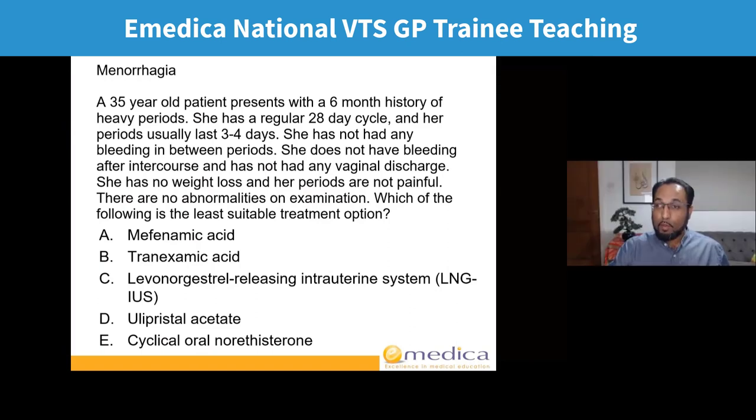I can see that the most popular answer by a very large margin is D. Just over half of you picked D, but you can see it's a high challenge question because every single answer option has been picked. The others are fairly evenly spread, but A and C, mefenamic acid and levonorgestrel-releasing IUS, things like the Mirena coil, for example, are about even. The two that were less popular were tranexamic acid and cyclical norethisterone. So the correct answer is D, medroxyprogesterone acetate.